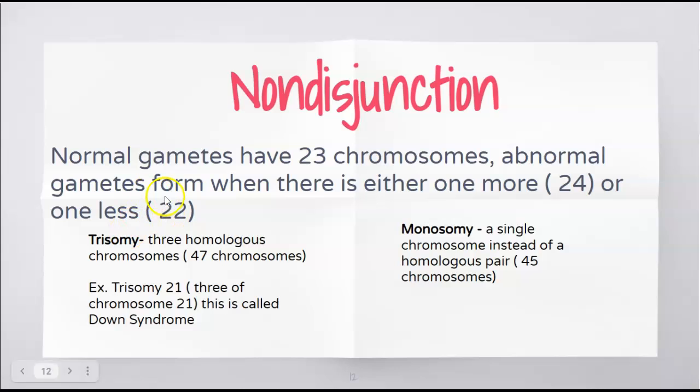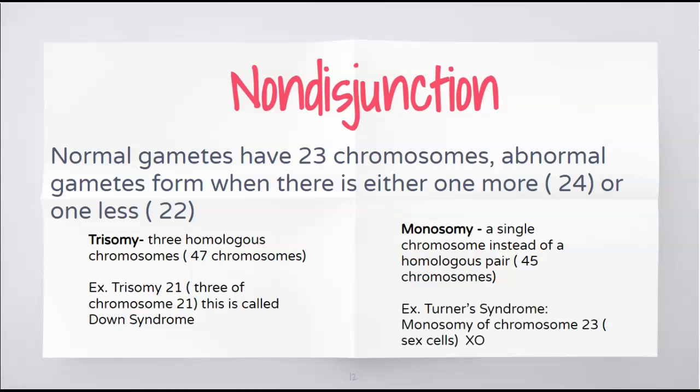Monosomy, 1 less, 22, is when we have a missing chromosome. So instead of having a full set of chromosomes and homologous pairs at each section, we're going to be missing one, resulting in 45 chromosomes instead of 46. Again, 1 less than 46 is 45. So again, it means either an egg or a sperm that only had 22 chromosomes came together to make a fertilized egg, fertilized zygote.